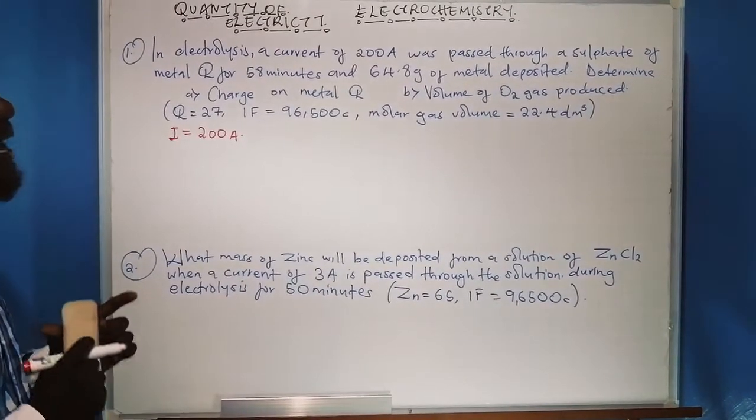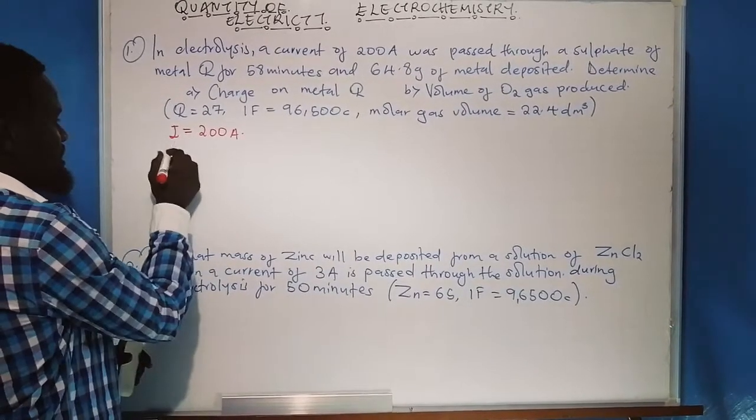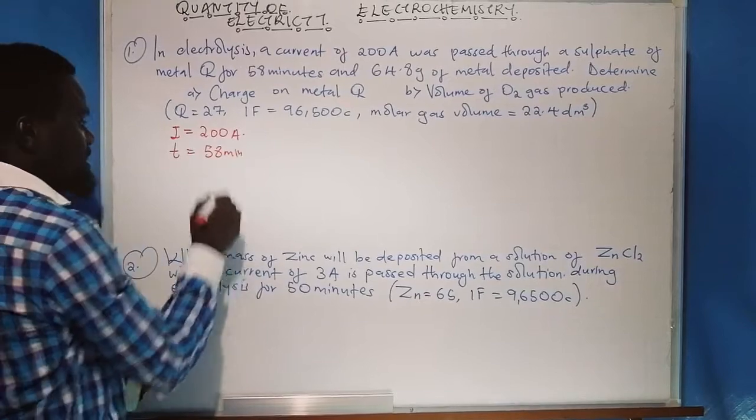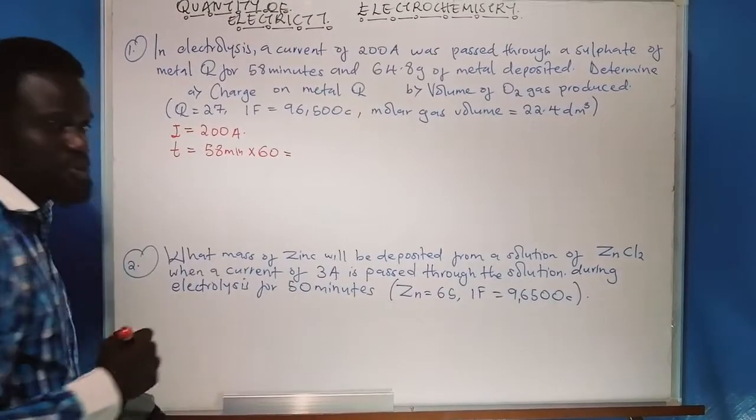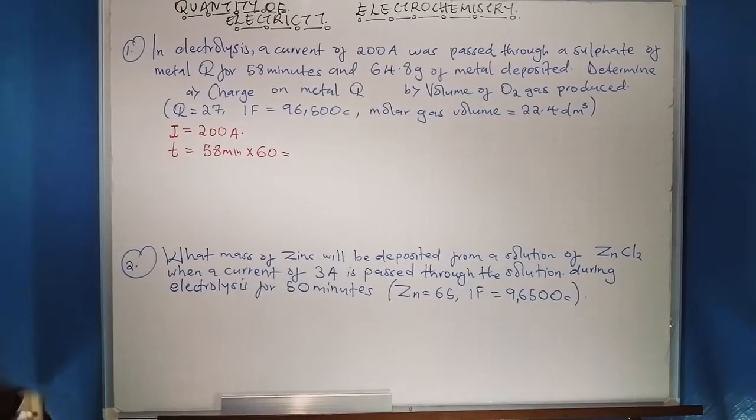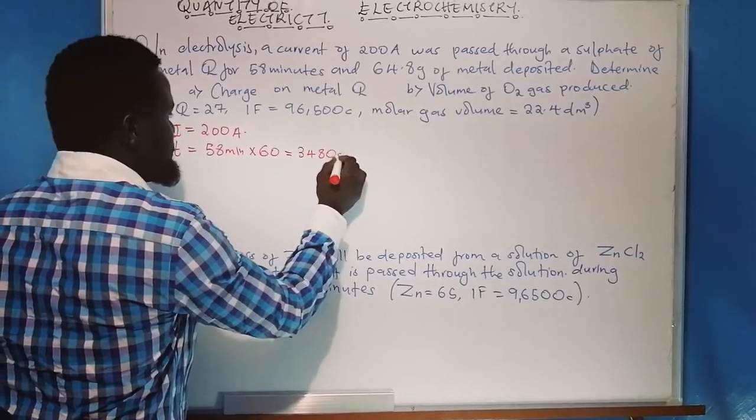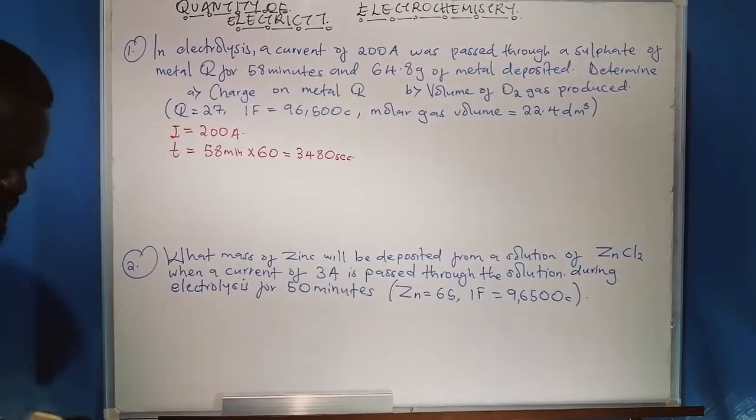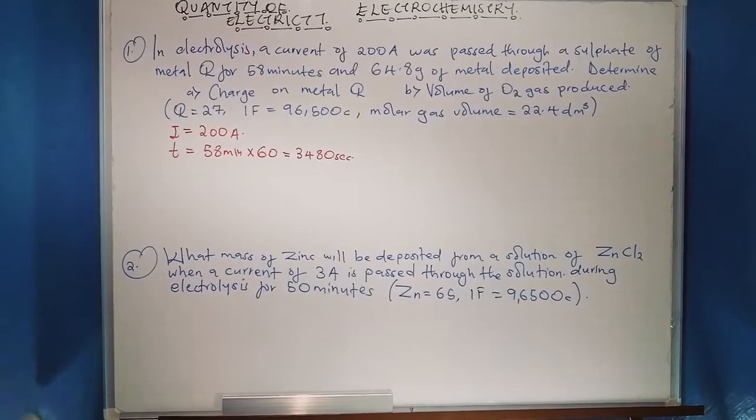was passed through a sulfate of metal Q for 58 minutes. Therefore, time is equal to 58 minutes. The first thing a student should do is to convert it into seconds. And if you multiply 58 times 60, it will give me 3480 seconds. So that is the first step you need to take. Secondly, we have been given I and we have time.